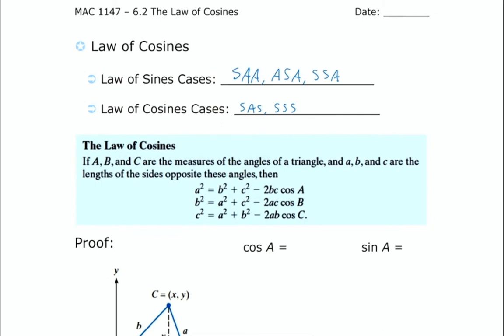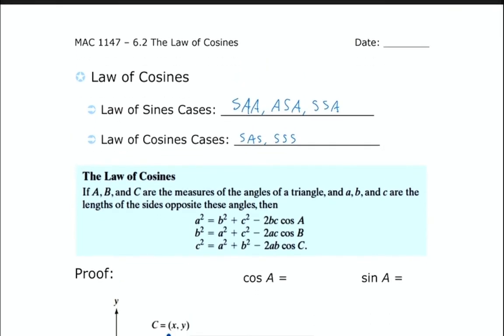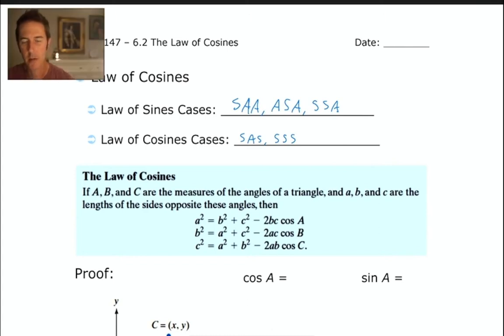The first thing that we see in these notes is a note about when we should use each of these two different formulas, so to speak, the law of sines and the law of cosines. And I don't ever remember these.